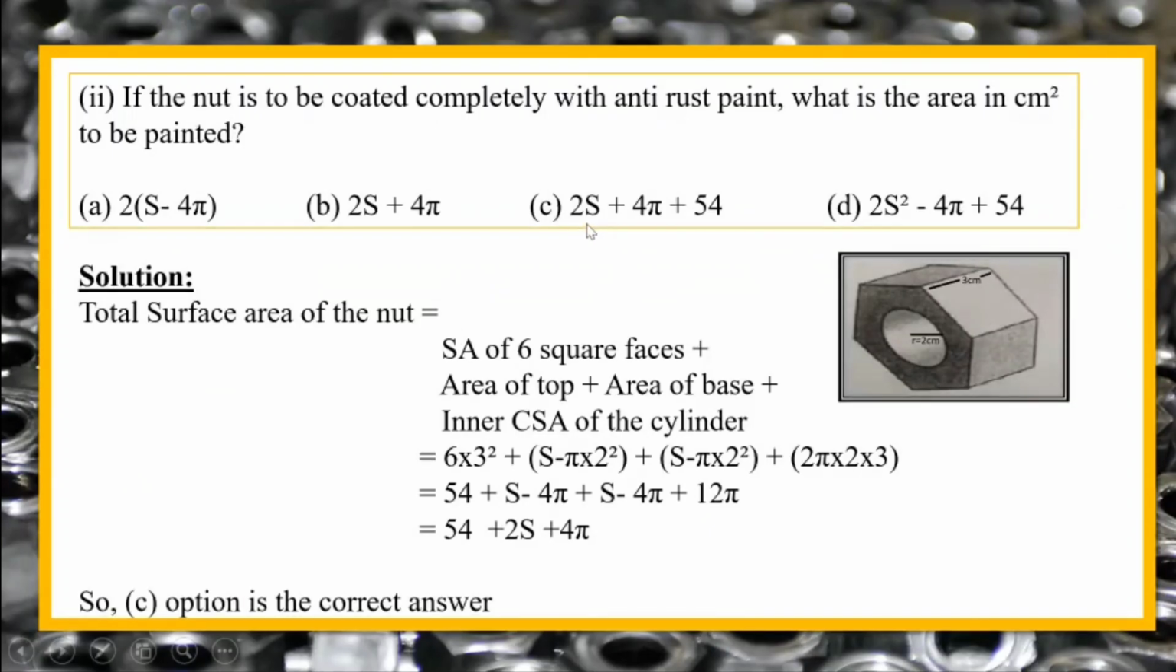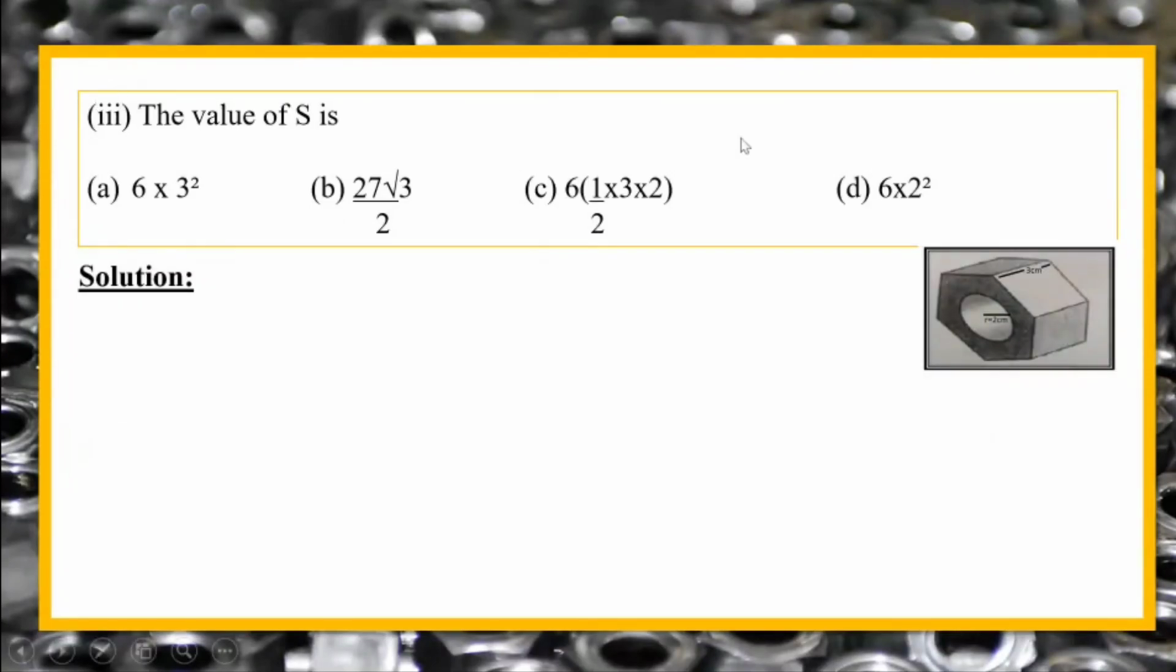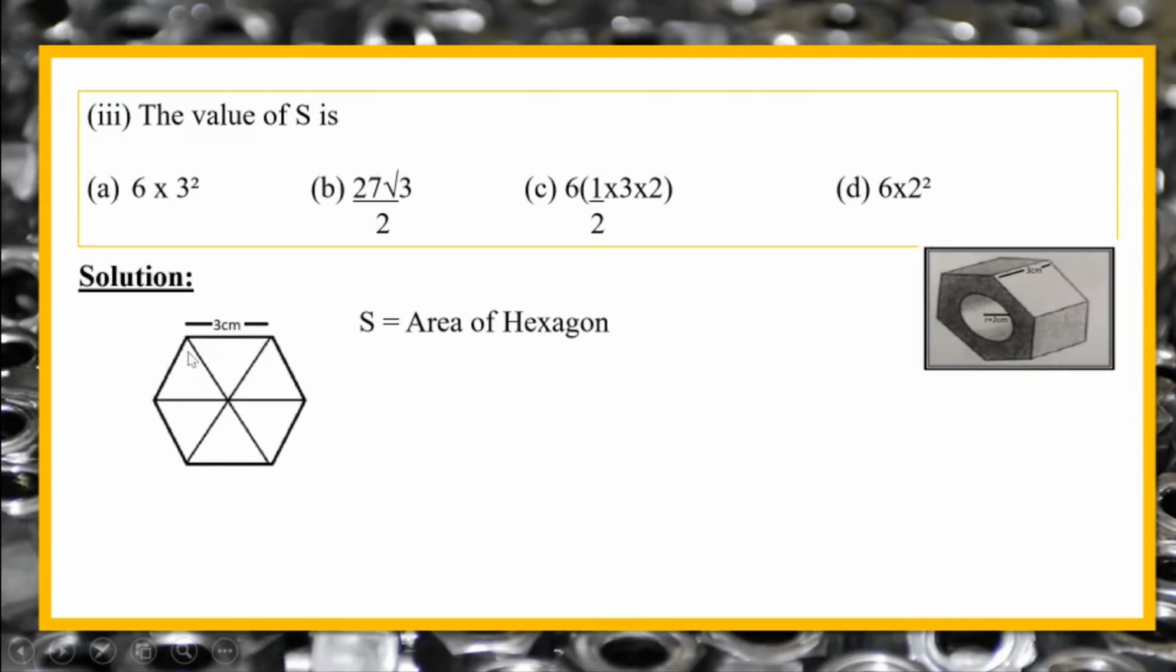Let us come to the third subpart. Value of S. Now, one good question which really intrigued me. Let us see the solution. S was what? S is the area of this hexagon, right? Now, this hexagon, if I join the diagonals, then it will be forming six equilateral triangles or not?